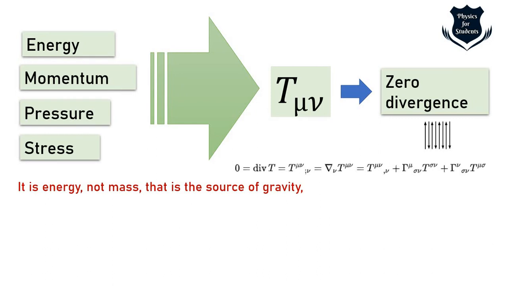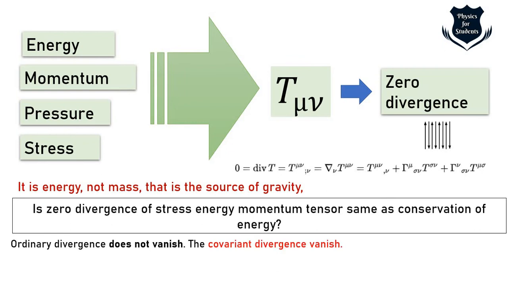Say div T is actually the divergence of the stress energy momentum tensor. It is not energy, not mass. It is the source of the gravity, this one. Now, obviously it gives rise to a question: is zero divergence of the stress energy momentum tensor the same as conservation of energy? Because I have been telling that zero divergence causes the books to balance, that is, the left and the right hand side balance. So obviously the question would be, does zero divergence of stress energy lead to the conservation of energy? Well, the answer is straight away no.